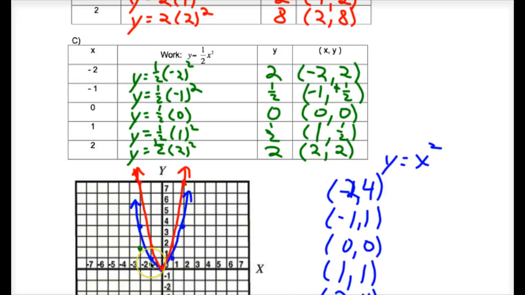Negative 1, a half. The origin, 1, a half, and 2, 2. Okay? It's wider or fatter, the parabola. Yeah, it is. Okay? So basically, the bigger the value of A, the skinnier the whole thing gets. If for some reason we put an 8 in front of x squared, it would be really, really, really skinny. Okay? All right, now.